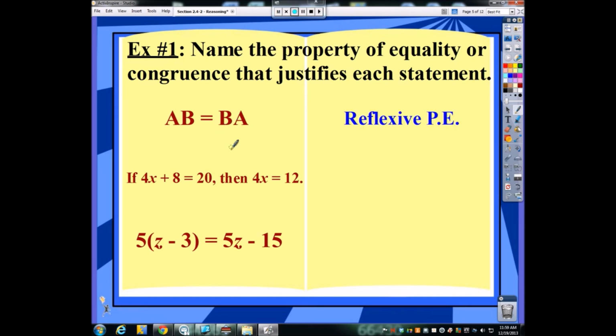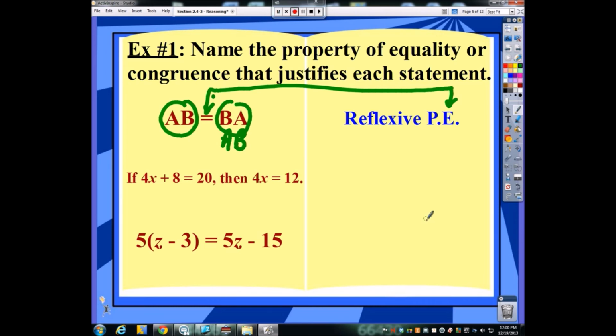And you might say, well, why is it the reflexive property of equality? Why isn't it symmetric? Well, this is saying segment AB and segment BA is really the same thing. It doesn't matter which letter I say first. So instead of saying BA here, I could just say, all right, fine, I'll flip the letters around. It's really AB. So it really is saying the same thing is equal to itself. And since I used an equal sign here, it's a PE and not a PC.